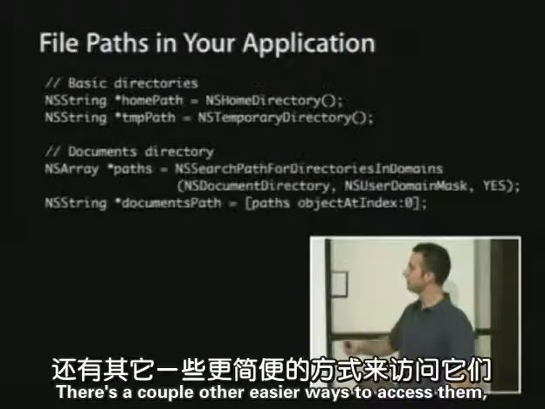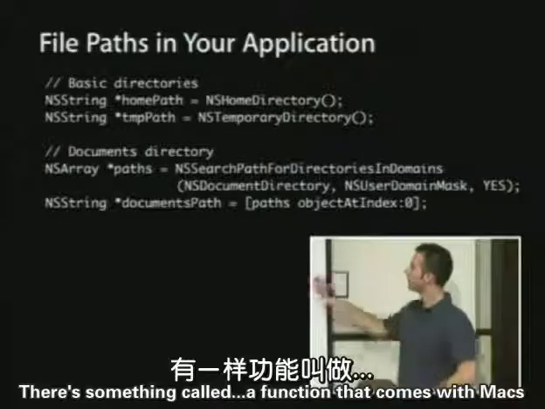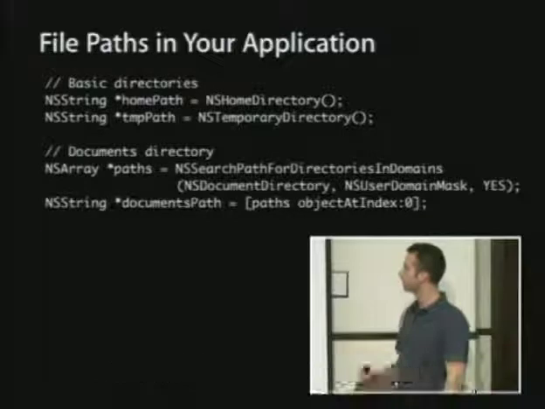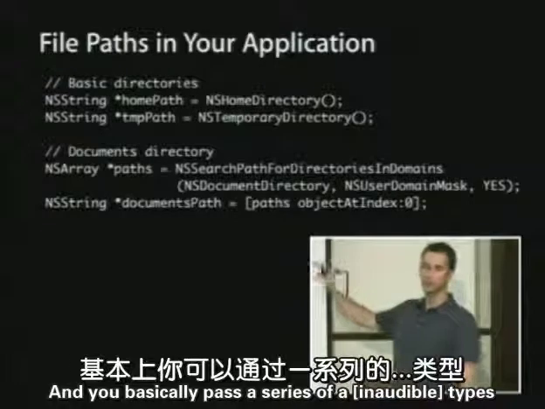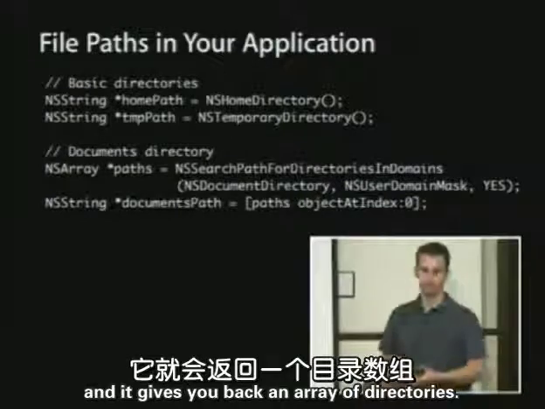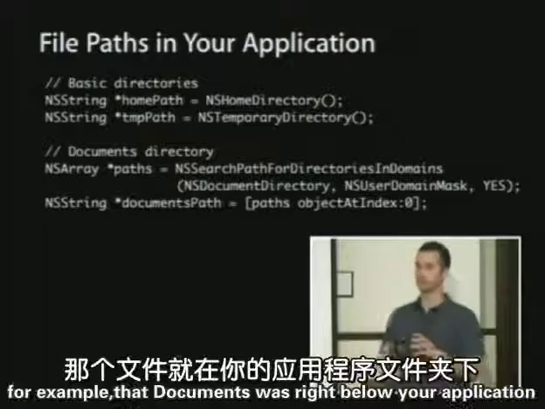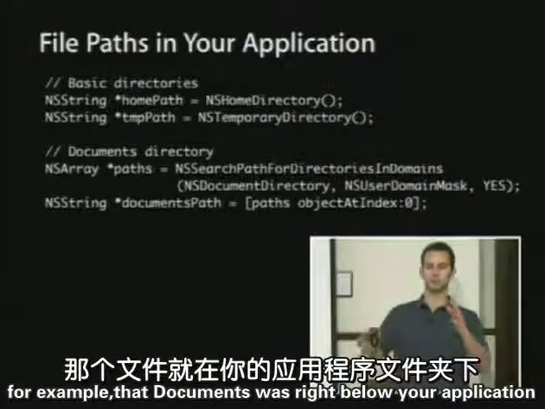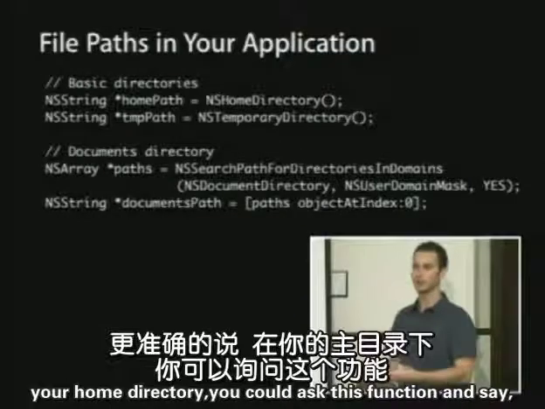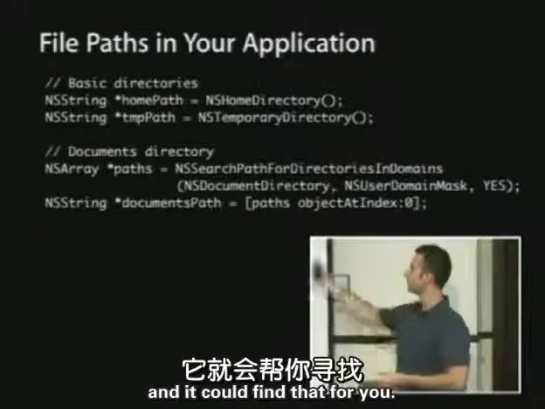There's a couple other ways to access them, which are more verbose, but a little more robust. There's a function that comes with Macs and iPhones called NSSearchPathForDirectoriesInDomains. You basically pass this a series of enum types, and it gives you back an array of directories. This is useful because if, say, you didn't know that Documents was right below your application sandbox path, your home directory, you could ask this function to tell you exactly where the Documents directory is, and it could find that for you.